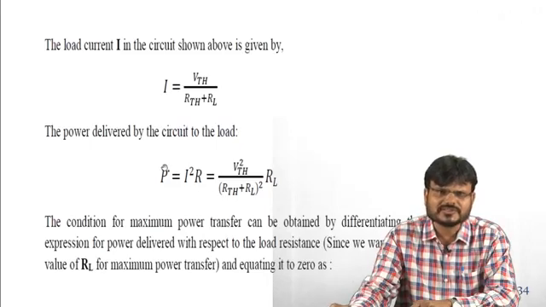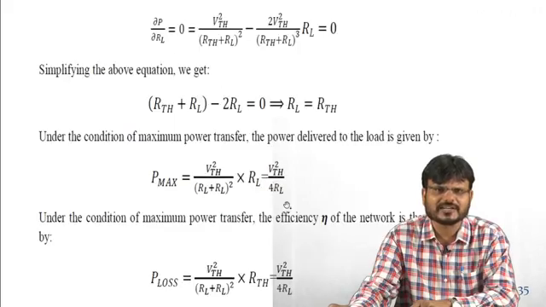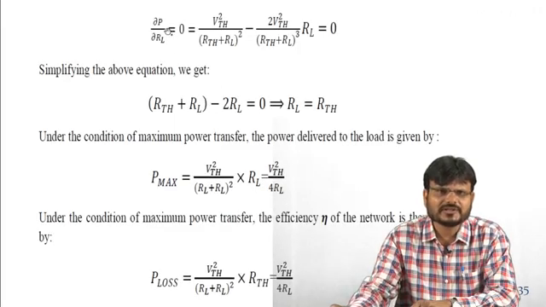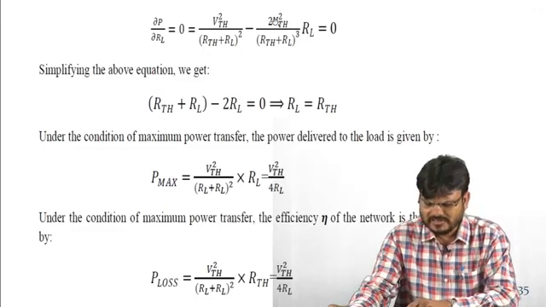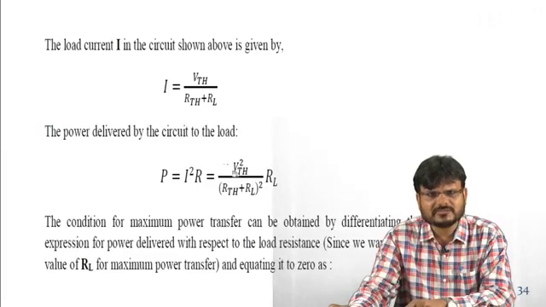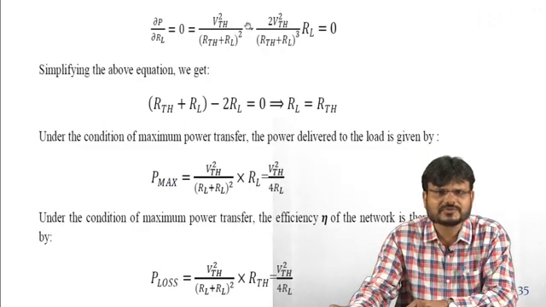So just differentiate this P with respect to RL, that means dP upon dRL, and you have to put it equal to 0. When you differentiate this term, you will get BTH square upon (RTH plus RL) square minus 2 BTH square upon (RTH plus RL) whole cube into RL, and this is equal to 0. So the left hand side is equal to the right hand side.